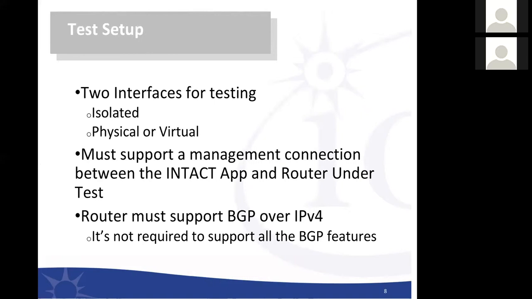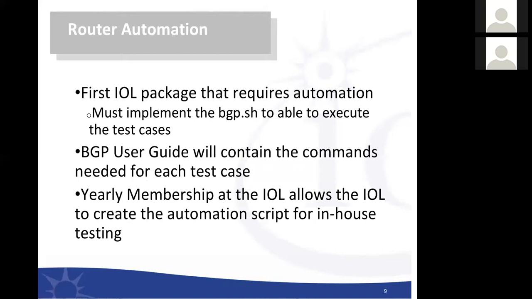One thing I do want to mention is it's not required to support all the features we test. We're going to have labels and methodologies to easily select which ones, like aggregation, communities, those kinds of things. If a device doesn't support it, you don't have to run them. It's totally up to you to demonstrate what your router is capable of supporting or what BGP sections you actually want to support. So this is the first IOL package that requires automation.